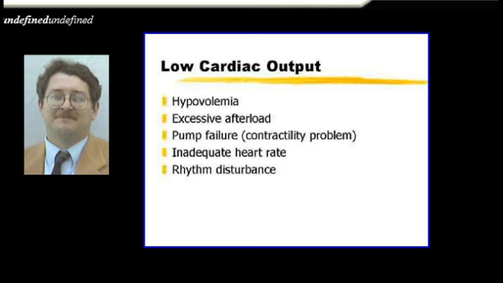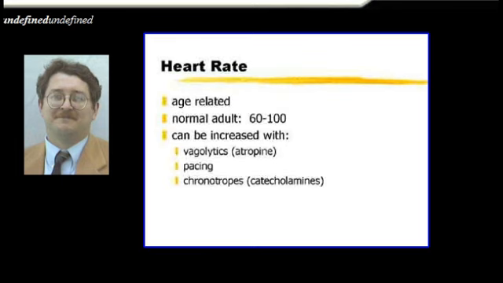The heart rate may be inadequate, or there may be an abnormal heart rhythm. The normal heart rate is age-related, and in the adult is approximately 60 to 100 beats per minute. In a child, it's higher, and in an infant, it's even higher. If one determines that heart rate is inadequate, there are a number of things that can be done to improve the heart rate. One can give atropine, which is a vagolytic agent.